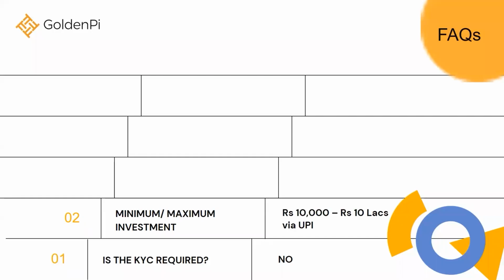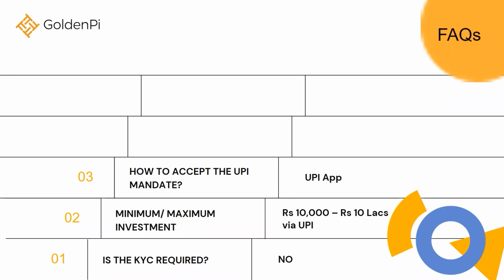Second question: what is the minimum to the maximum amount that retail investors can invest? Like I mentioned, the lowest amount with which investors can apply is 10,000, and it goes up to a maximum of 10 lakhs. Now, when you're paying through UPI, the maximum amount that you can pay per application is 5 lakh. So if you want to invest beyond 5 lakhs, you have to split it across 2 applications.